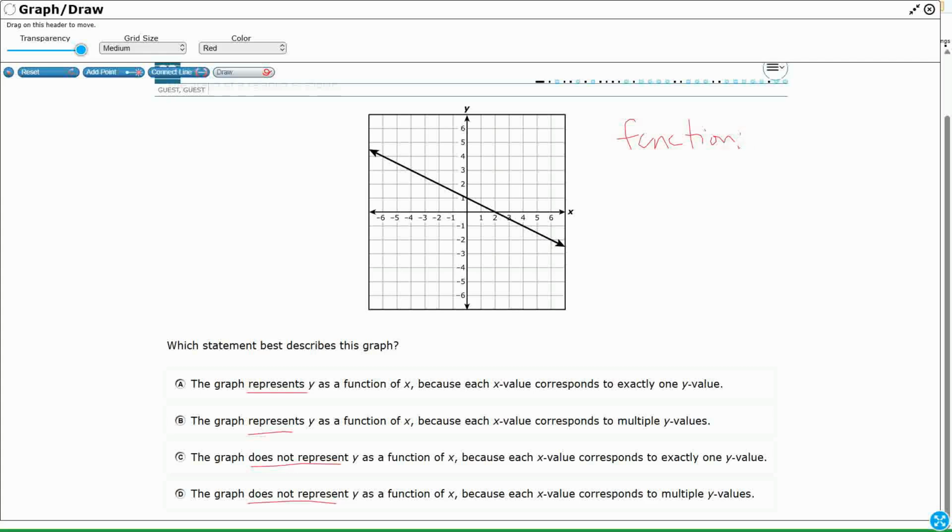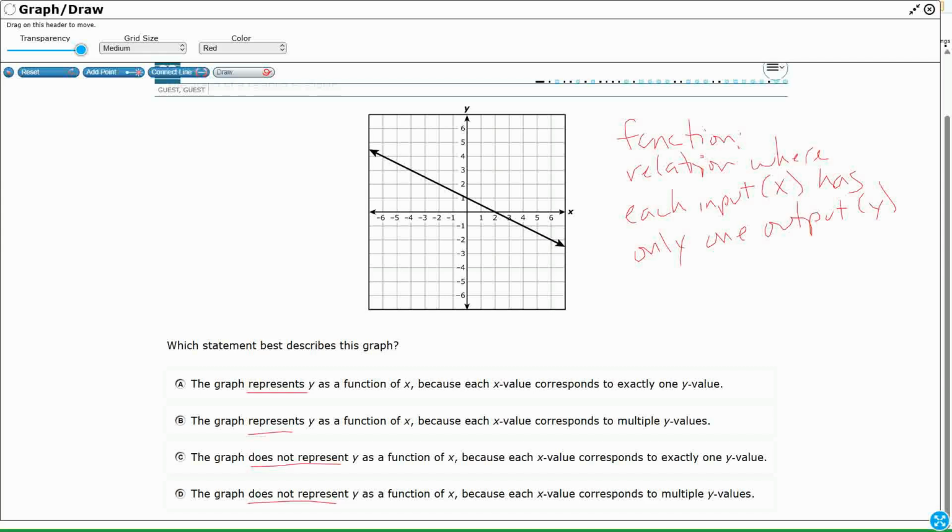So a function is a relation where, and we can say it a few different ways, each input, and most of the time our inputs are going to be x, has only one output. And most of the time our output is going to be y. Sometimes it might be slightly different if we're writing it in a verbal description. All right, so each x only has one y.